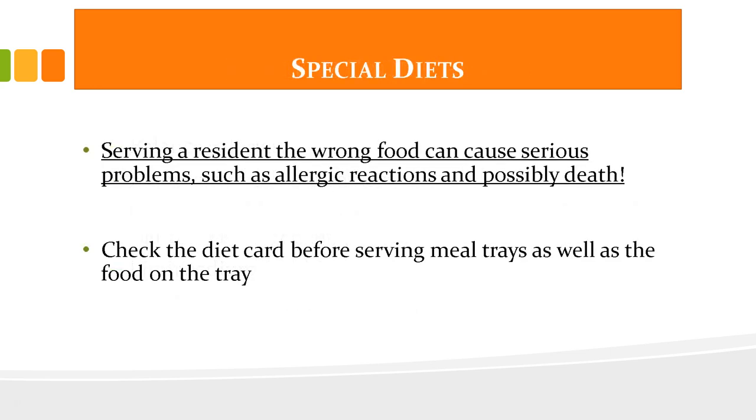Special diets are often ordered for residents who have certain illnesses or conditions. Always, always, always check the diet card on the meal tray before serving the tray, as well as looking at the food that's on the tray to prevent serious problems from serving the wrong diet. An allergic reaction or consistency could cause death.